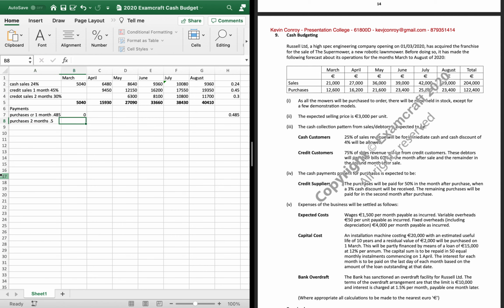So that's 0.5. We've got 12.6, so 0.485 of that is 6.111, and then 6.3 for 2 months after, since 50% of 12.6 is 6.3. Then 0.485 by 16.2, and 50% of 16.2 is 8.1.